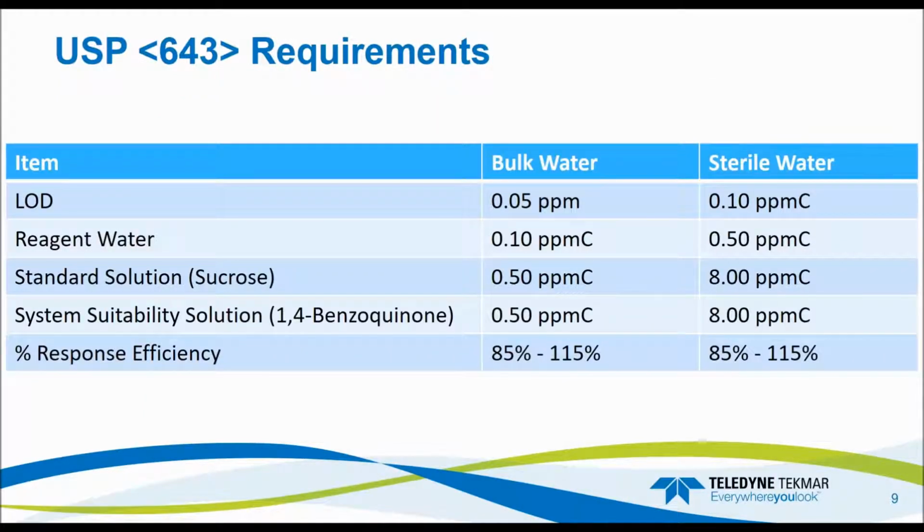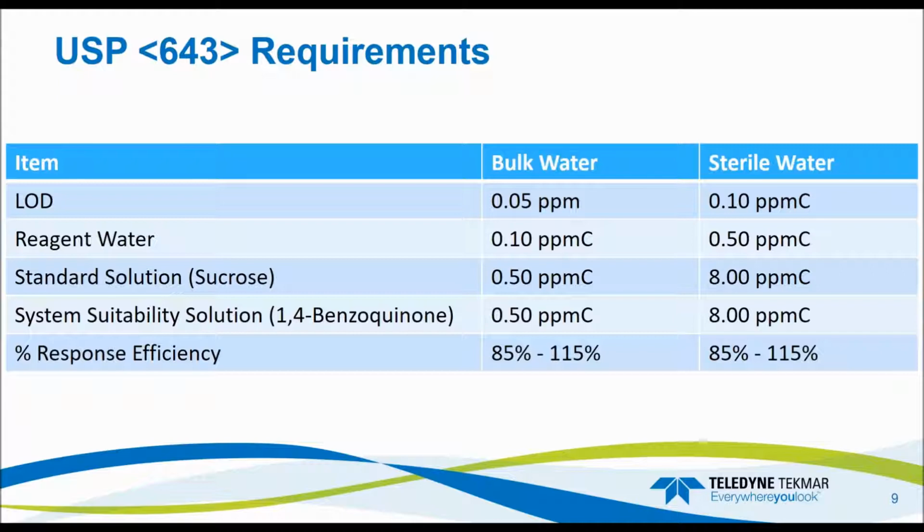All right, so let's look at the comparison of the bulk water versus the sterile water under USP 643. So they actually have 2 different limits of detection. The bulk water one is 50 ppb, and the sterile water is 100 ppb. With the Fusion, you should have no problems achieving the 50 ppb limit of detection. It has a very, very low, very accurate, low-level sensitivity.